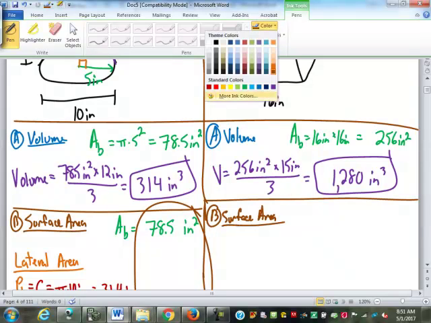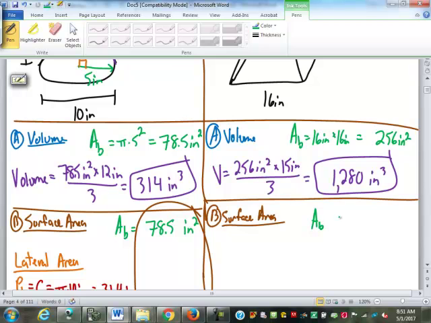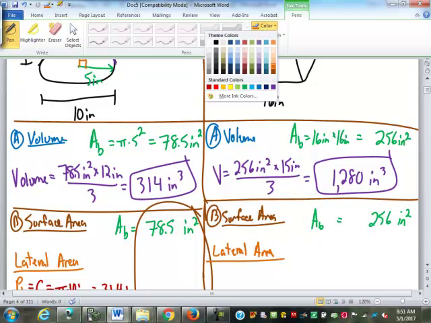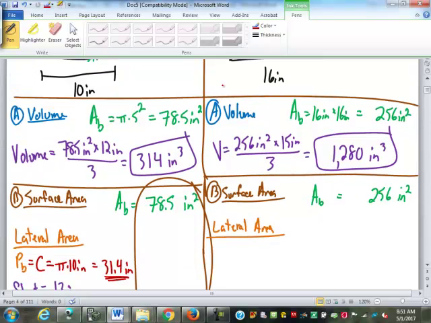For surface area, again, we start out with the area of the base, which is the 256. Again, there's only one base here, so I'm going to only write it down once. Then I look at the lateral area. For lateral area, I need to know the perimeter of the base, which is just 16 inches plus 16 inches plus 16 inches plus 16 inches, or 16 times 4, which is 64 inches is the perimeter of my base.